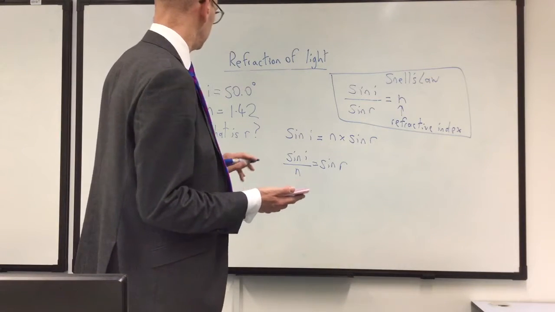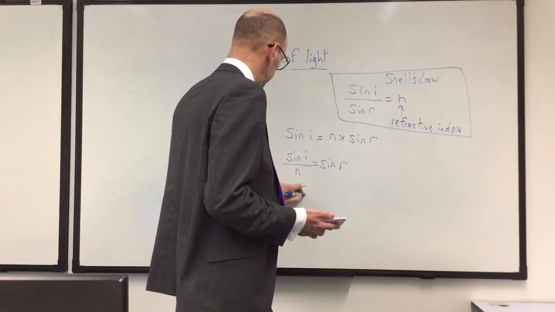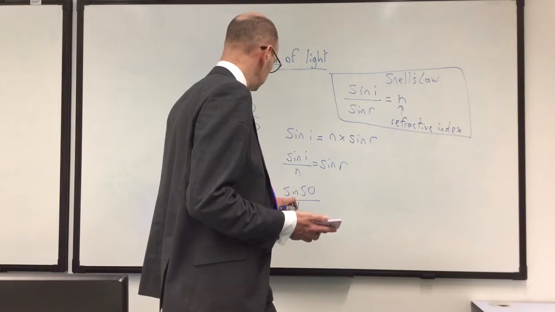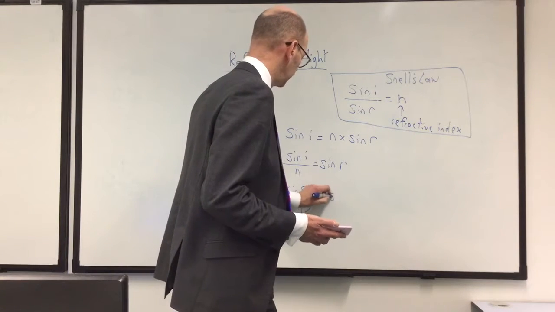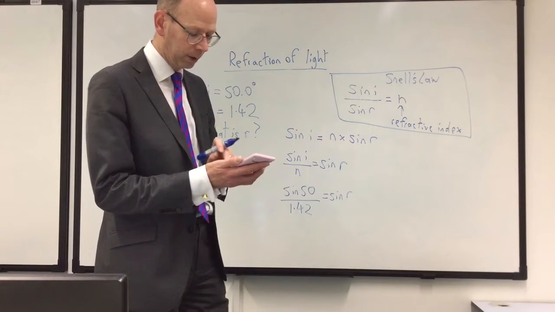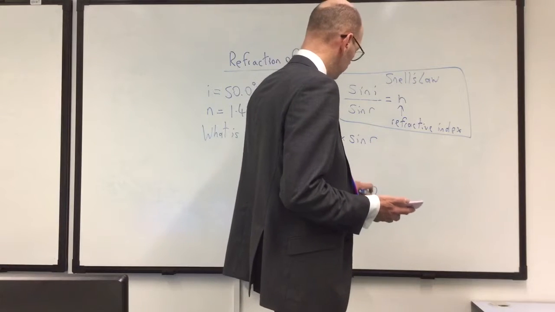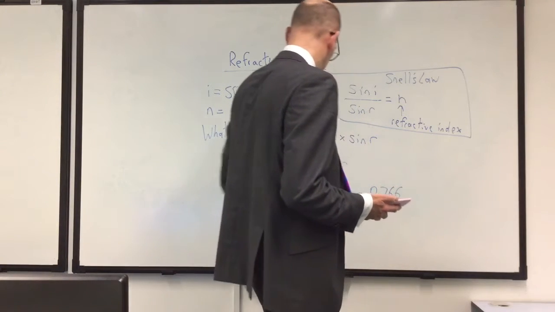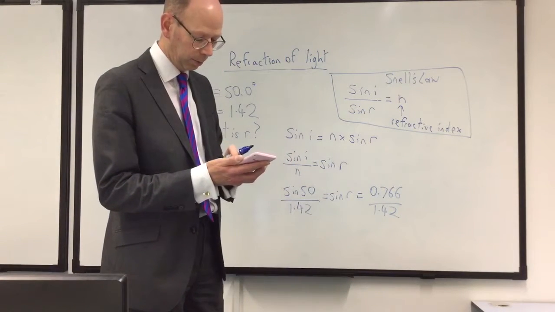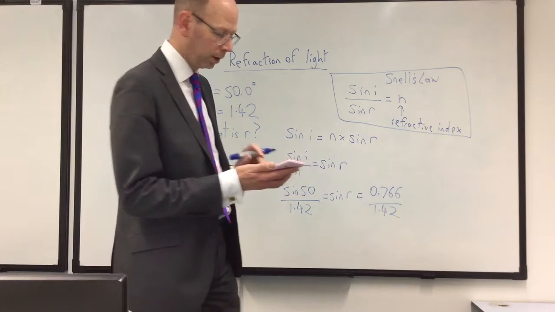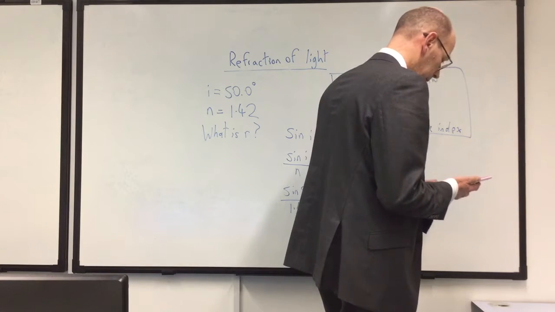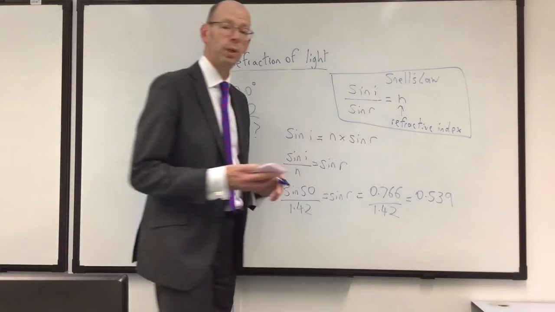So let's put some numbers in. We've got sine of 50 divided by N, which is 1.42, and that will give us sine R. Okay, so we do sine of 50 again on our calculators. You might remember we did this a moment ago. That's 0.766 divided by 1.42, and that is going to be our sine R value. So that comes out as 0.539.